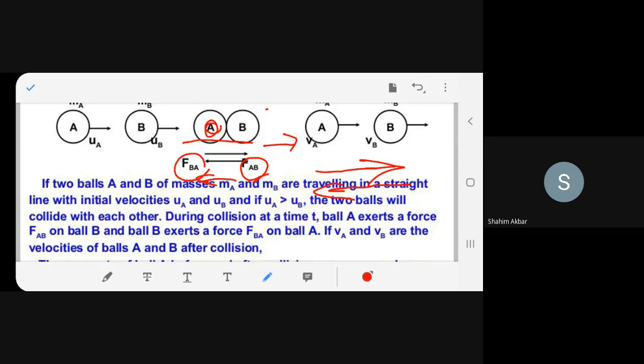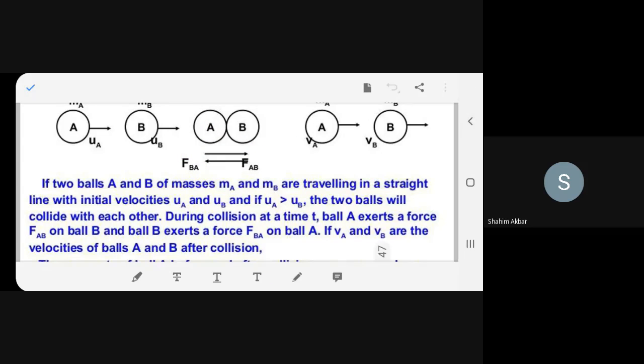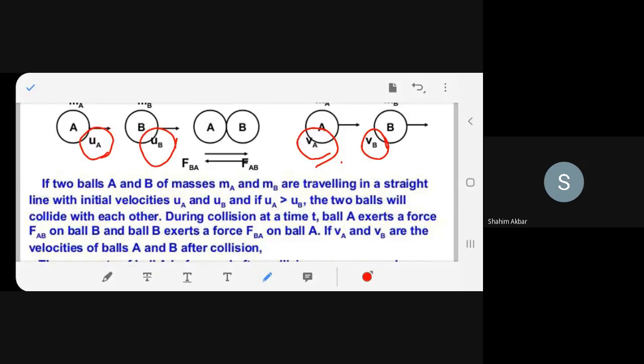And then this initial velocity will change to final velocity. So UA will convert to VA and UB will convert to VB after collision. This is before collision and this is after collision.